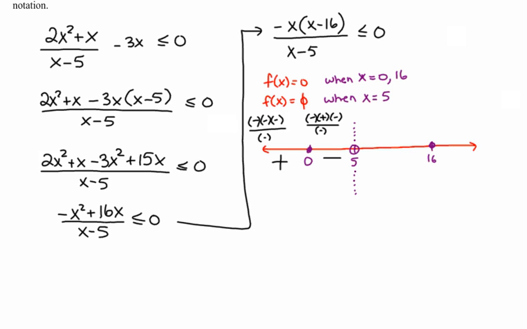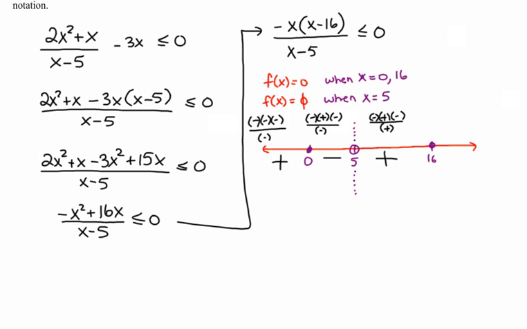Okay, pick a number between 5 and 16, so say 6. Do the negative out front, and then plugging in positive 6 for x is a positive. 6 minus 16 is negative, and 6 minus 5 is a positive. So we have two negatives, two positives. That will result in a positive.